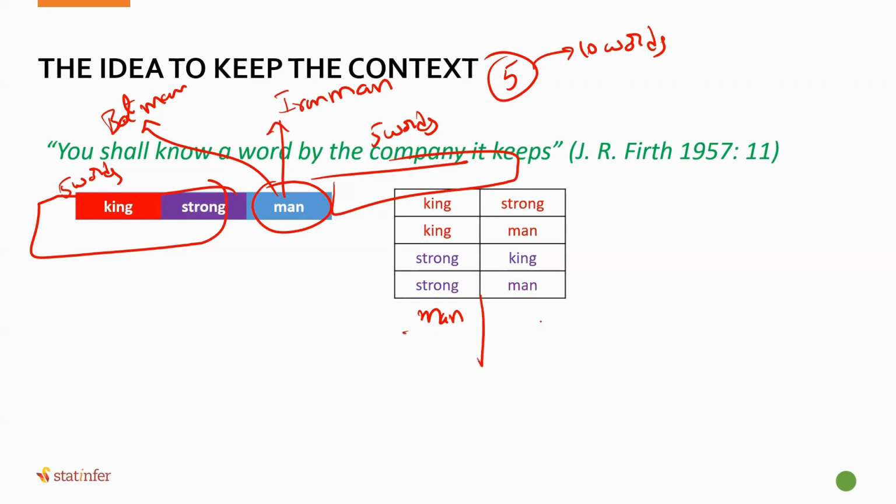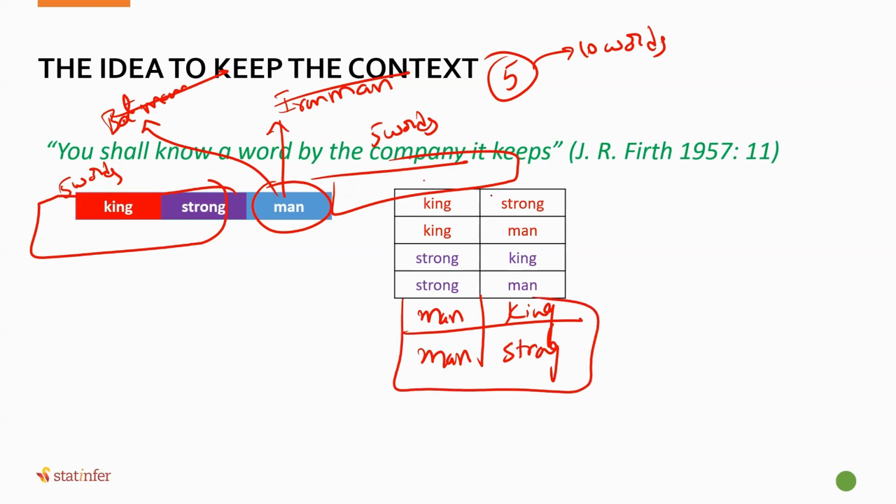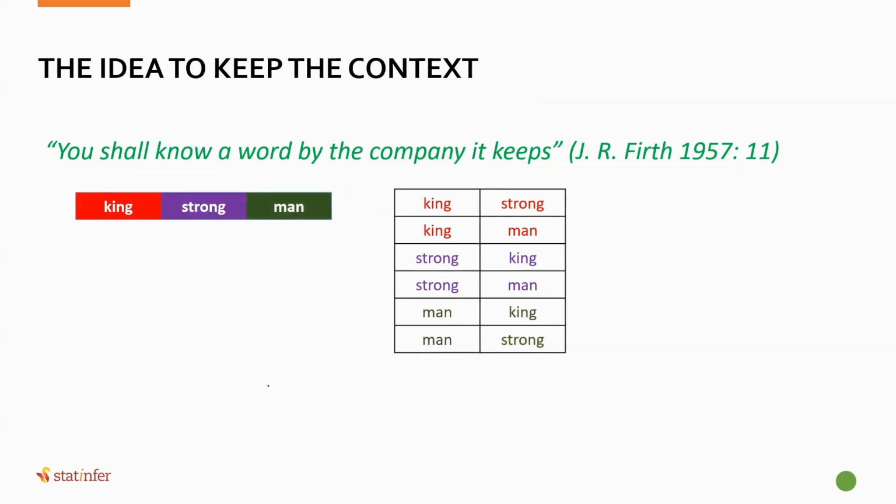So man is in which context? When I say man, I'm talking about whom? The king. The man is king. I'm not talking about Batman. I'm not talking about Iron Man. Man is in which context? Strong. When I say man, I mean to say a strong man. So every word will appear as a word, and every word will appear in the context of other words as well. So you will get an idea of the context based on the surrounding words.